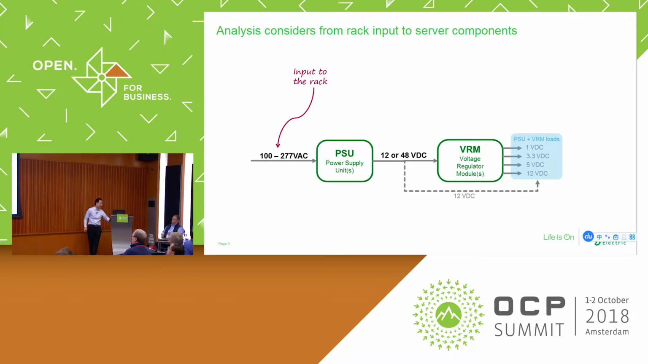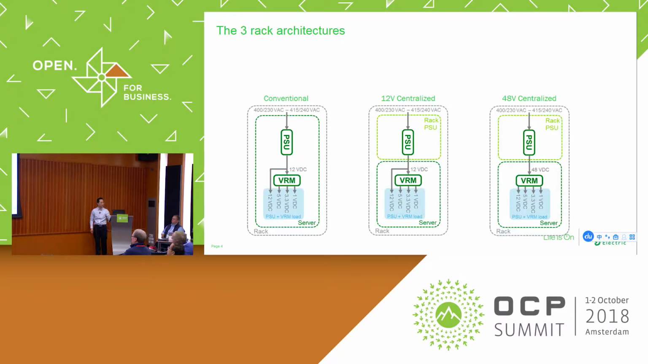The next page shows the different architectures. The left side is the very traditional power supply unit architecture for servers. We also put in the 12-volt centralized architecture and the 48-volt. The 48-volt will be a little bit different: the first step down from 48-volt goes to 12-volt, with different architectures from some commercially available chipsets.